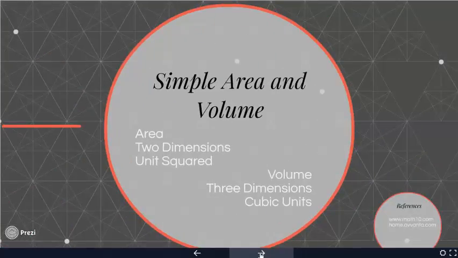So, we discussed area for two-dimensional objects. We come out with units squared. And we discussed volume, which are three-dimensional objects, and that is cubic units.